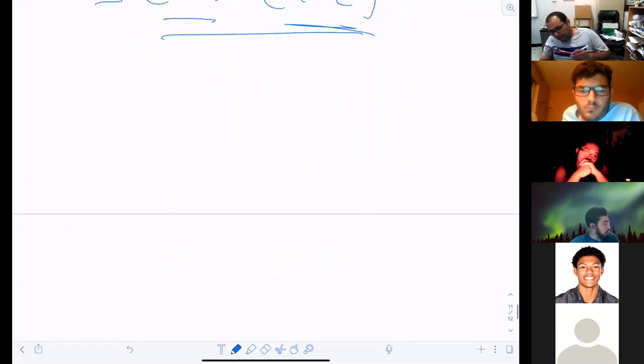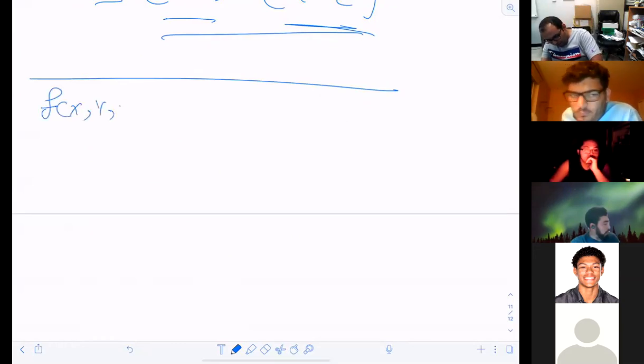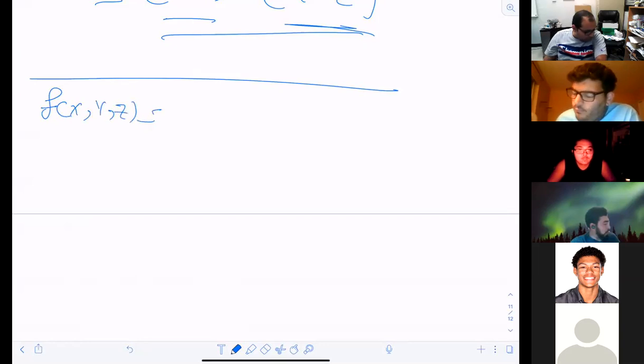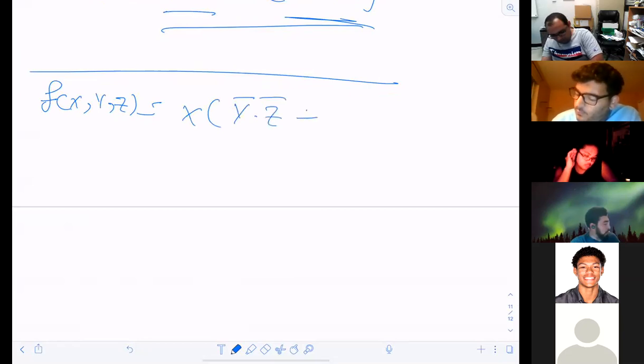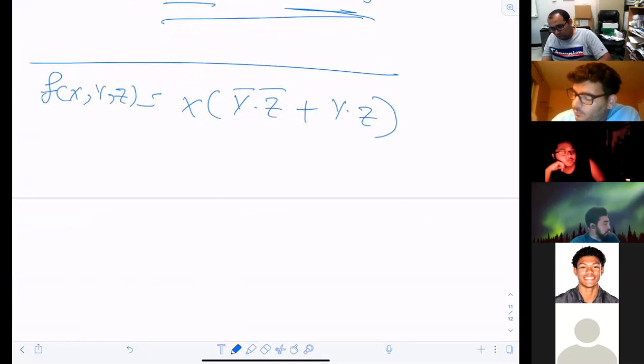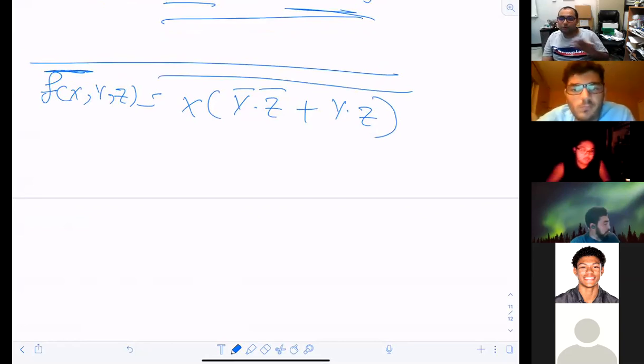Okay, somebody's saying that I can complement the whole function and see what the output will be. So for example, if f as a function of x, y, and z is equivalent to x, y complement, z complement, y, z, like that. Sounds good? And I'm asking you to complement the whole function. So I'm going to make a complement like that. So we're going to use who?